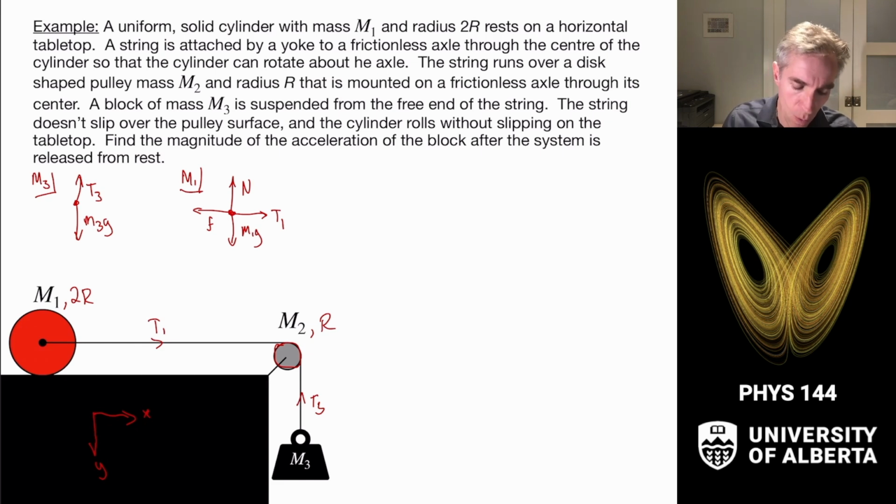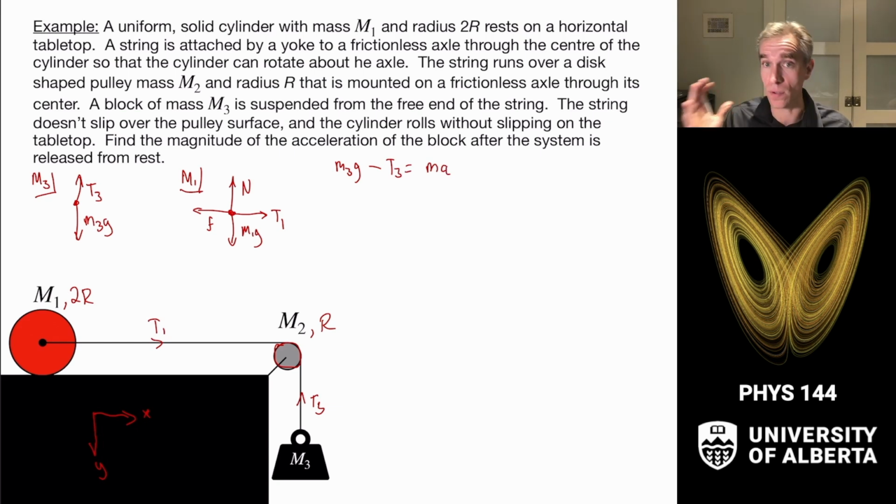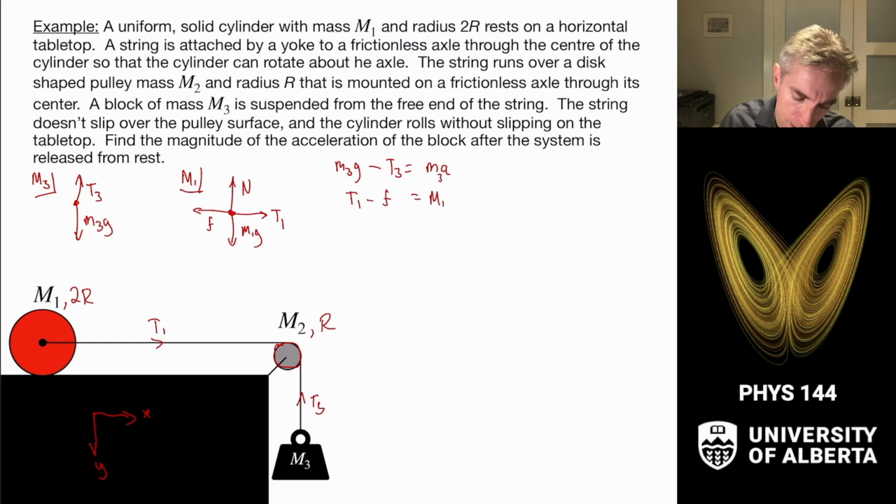So we're going to define the y-coordinate as going down. So we're going to say that m3g minus T3 is equal to mass times the acceleration of the whole system. So that's cool. In the x-coordinate for mass m1, we also have the case that T1 minus the friction force is equal to m1 times the acceleration, where the acceleration is just heading in the plus x direction. Everything is moving to the right in that case.